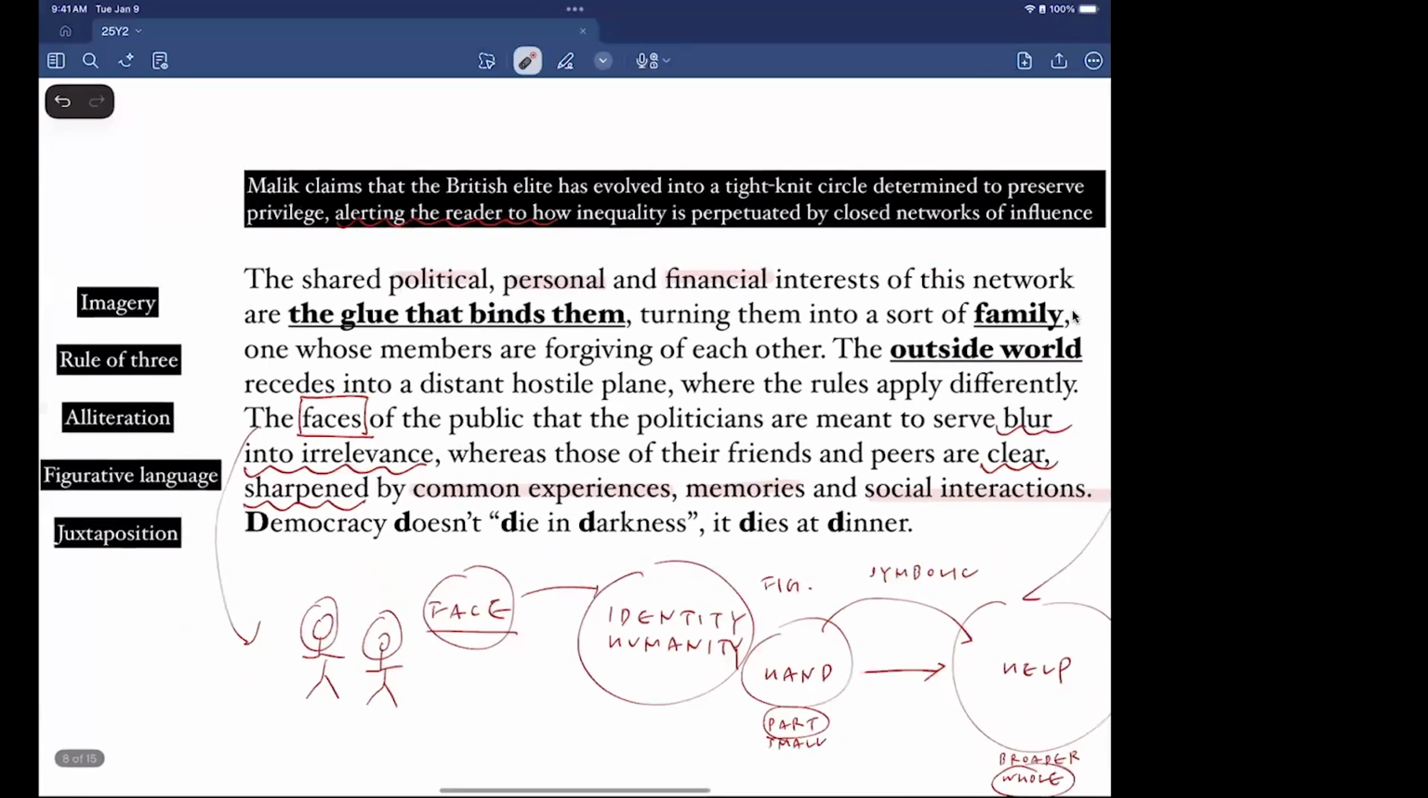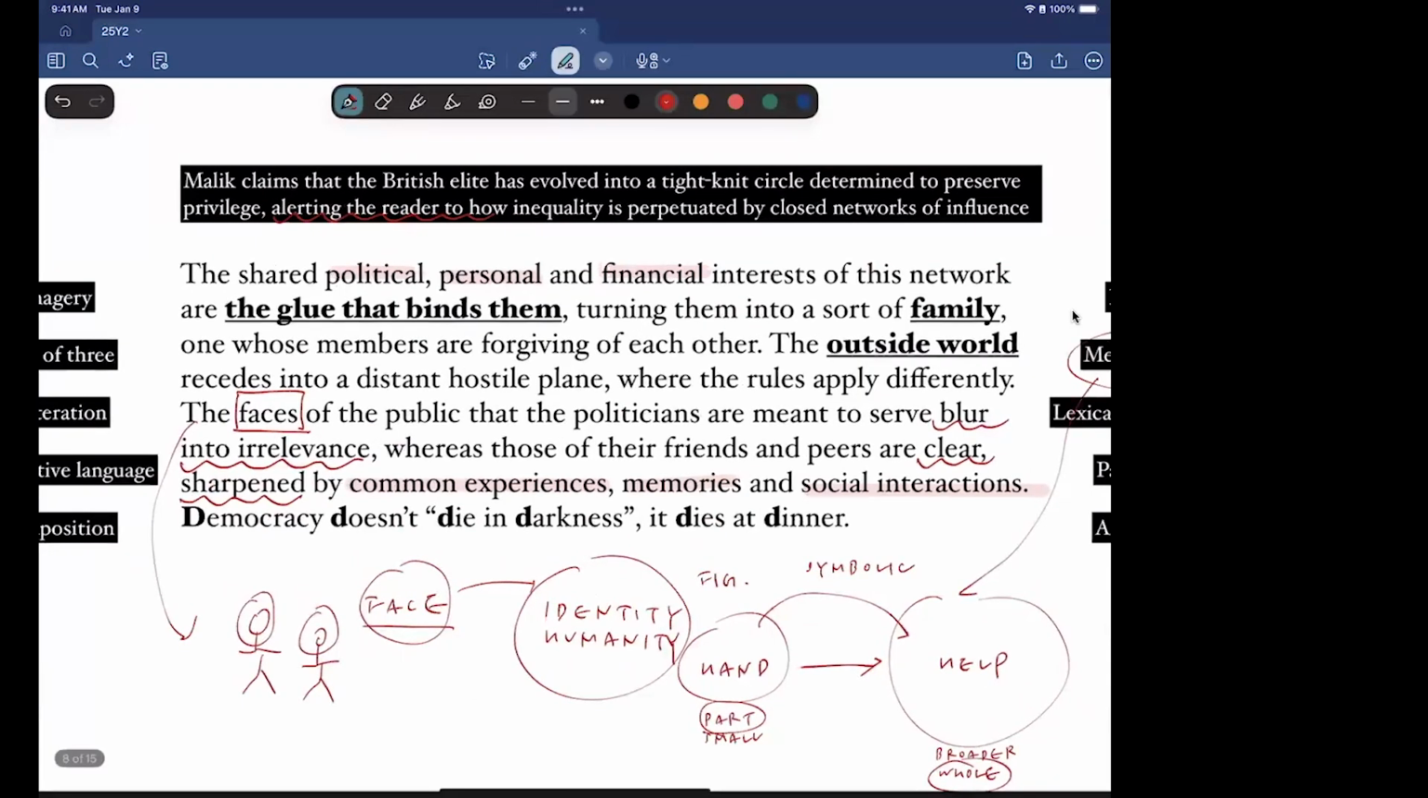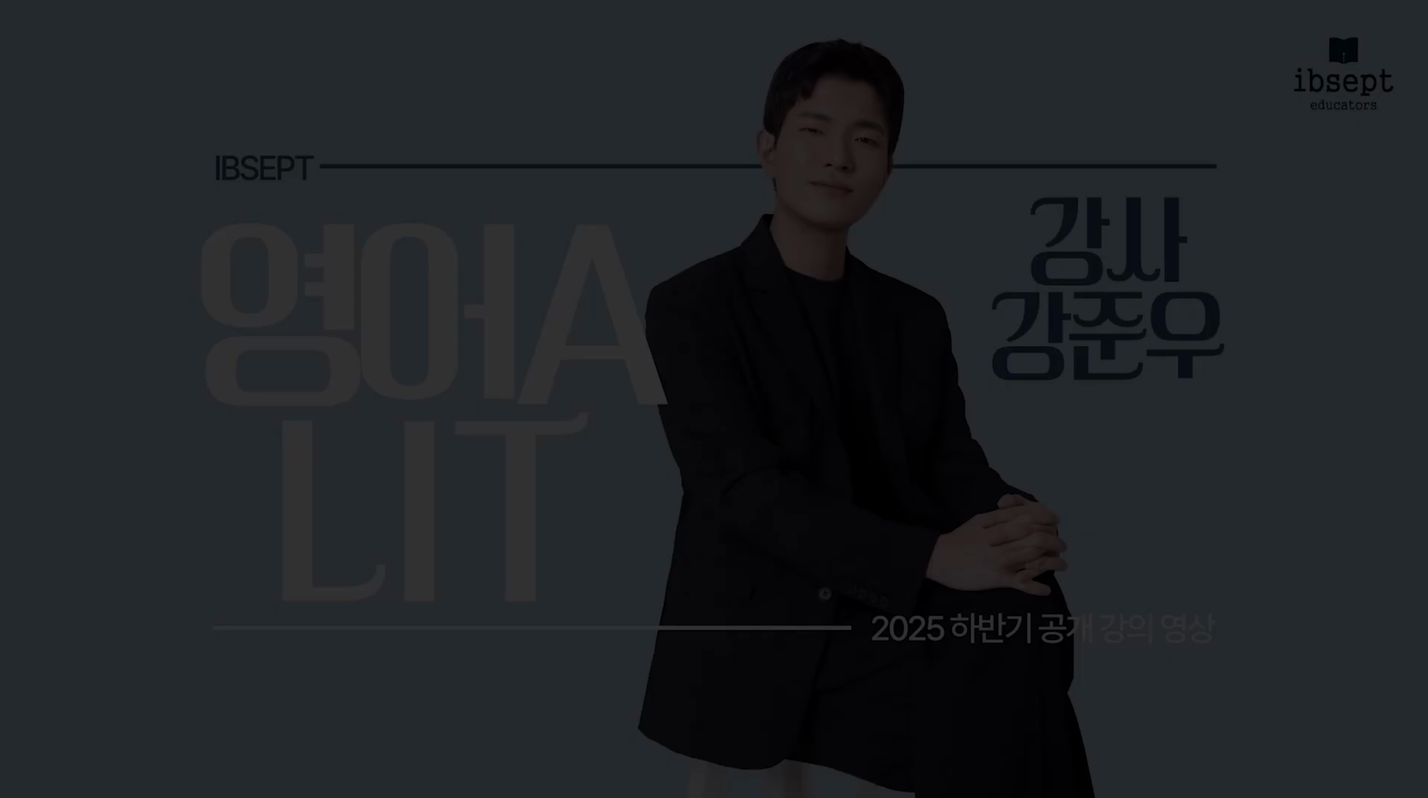Let's also talk about imagery, guys. The interesting imagery I found here was this part right here. So I'm just going to mark it in blue. The faces of the, oh, sorry, no, not there. Here. The outside world recedes into a hostile plane, and then things blur. Do you see the imagery of movement? And we could call this dynamic imagery, right?